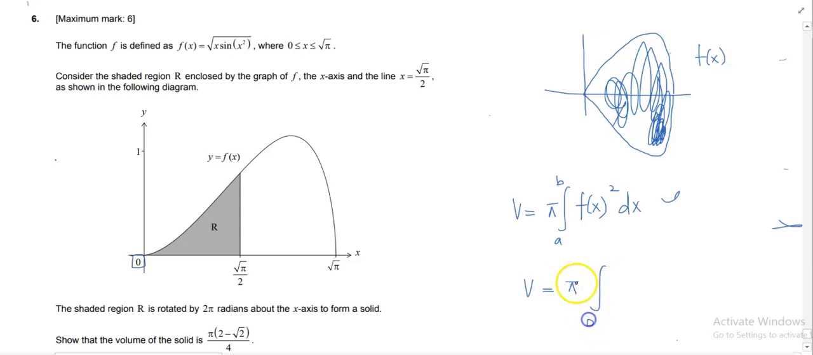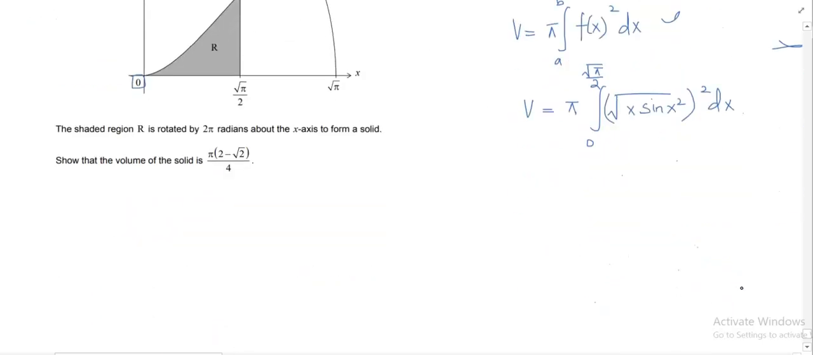The lower limit up here is 0 and the upper limit is going to be the square root of pi divided by 2, because he wants us to find out the shaded region's volume. And when we put the function f of x over here, this becomes square root of x sine of x squared, and I'll do the square of this and then dx. So we get volume V is equal to pi times the integral from 0 to root pi over 2 of x sine of x squared dx.